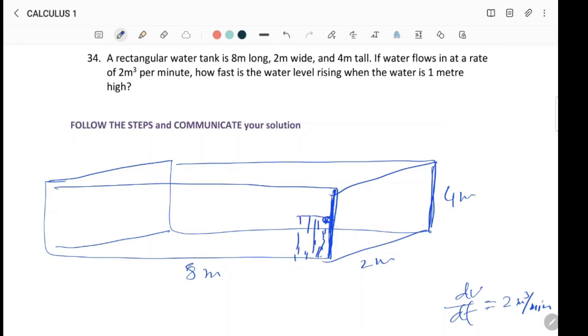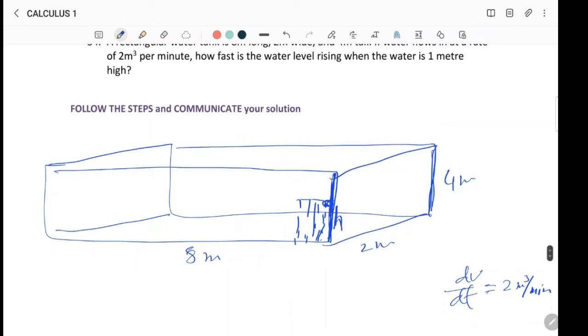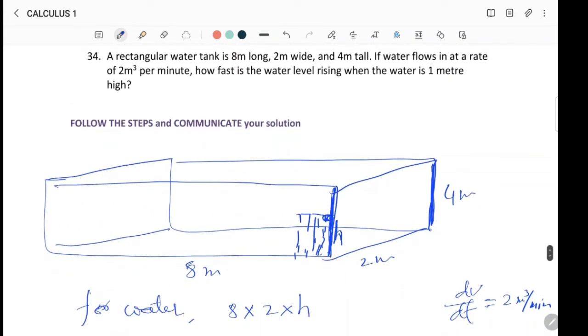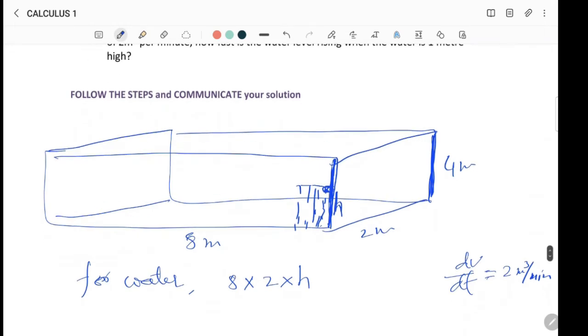Okay, so suppose this height is h, because the base is fixed. So for water, what would be the dimensions? Length is 8, width is 2, and the water level is... because 4 is not the water level, 4 is the total height of the tank. But I'm considering that after some time the water will have some height, that is h.